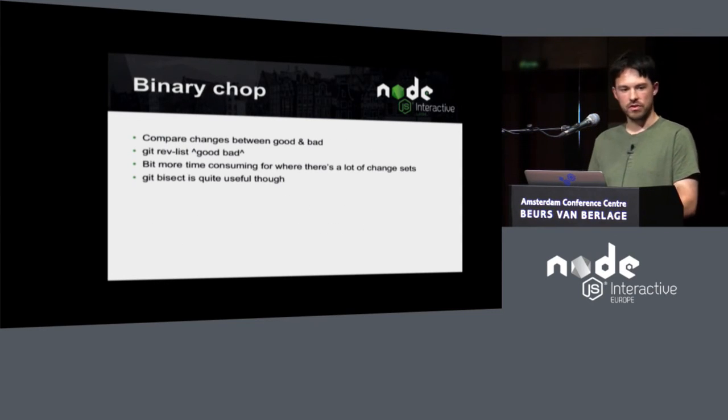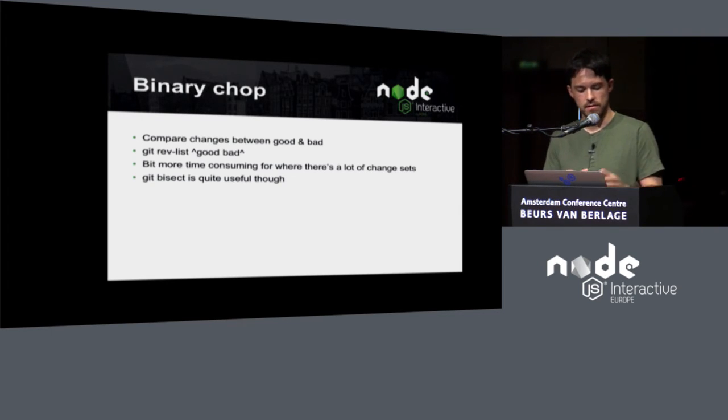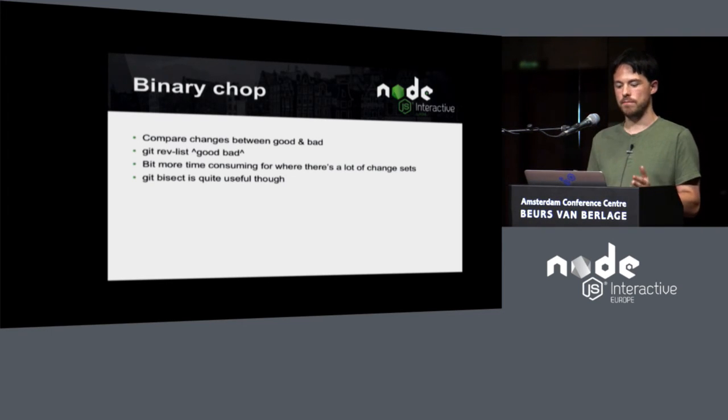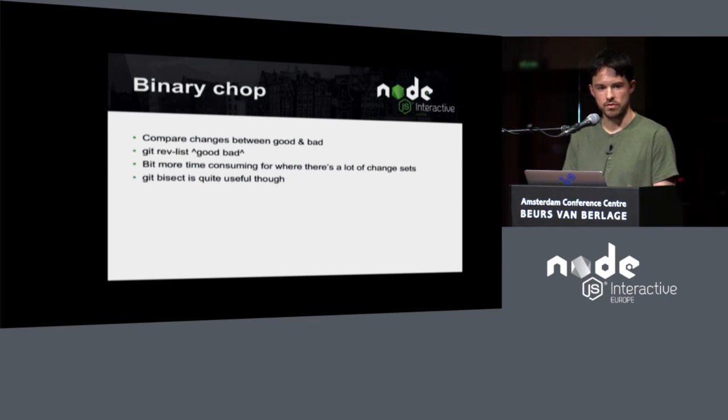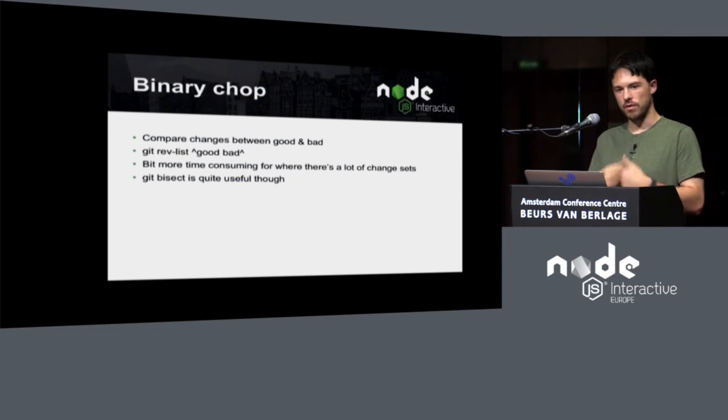If we weren't able to spot anything in doing that, the next thing that we could have a go at doing would be to binary chop. So we could either do it manually, get a list of all the change sets between the good and the bad version, and then go through and manually rebuild them, or we can use git bisect and put together a small script that was able to run our benchmark and then decide if it passed or failed.